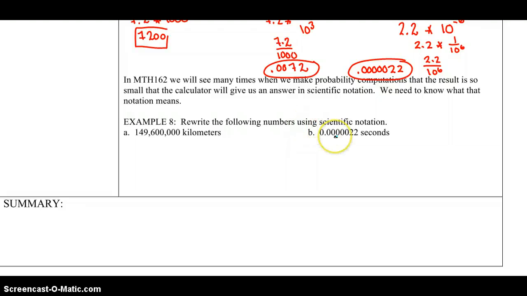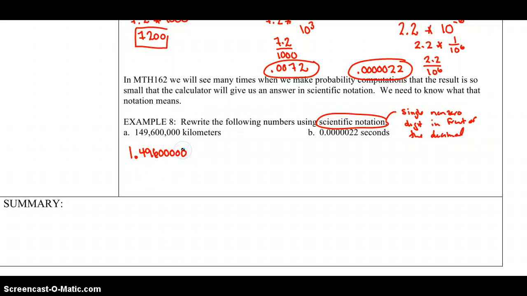Okay, so we want to write the following in scientific notation. For scientific notation, we need to have a single non-zero digit in front of the decimal. So if we start with this first number, to put it in scientific notation, it would first need to look like this, although we tend to not worry about all of those ending zeros. 1.496, but it's got to equal what we started with. So this is times 10.